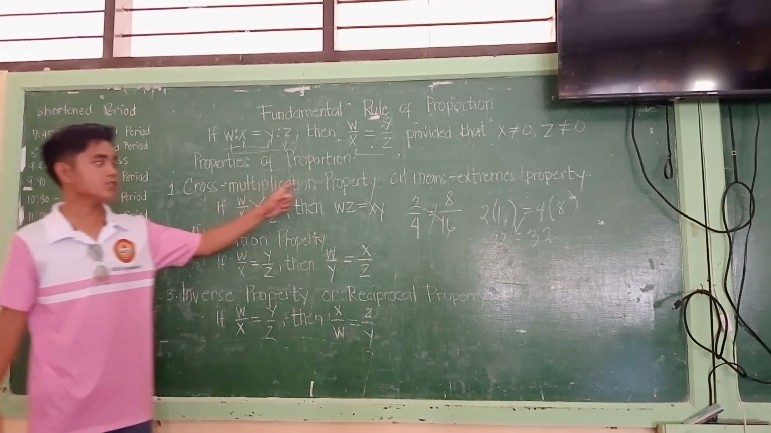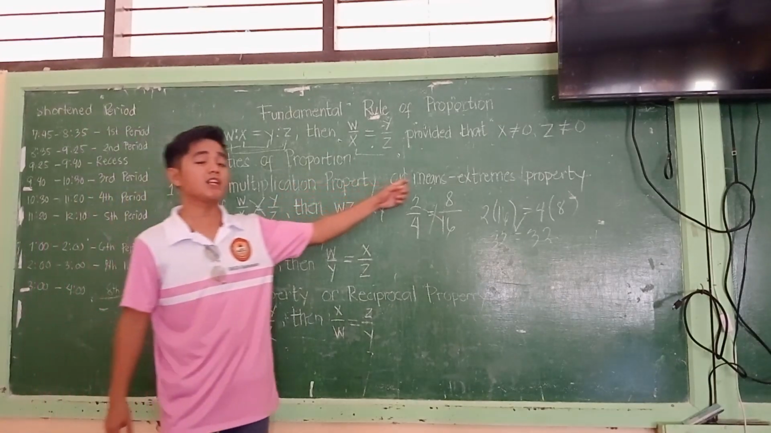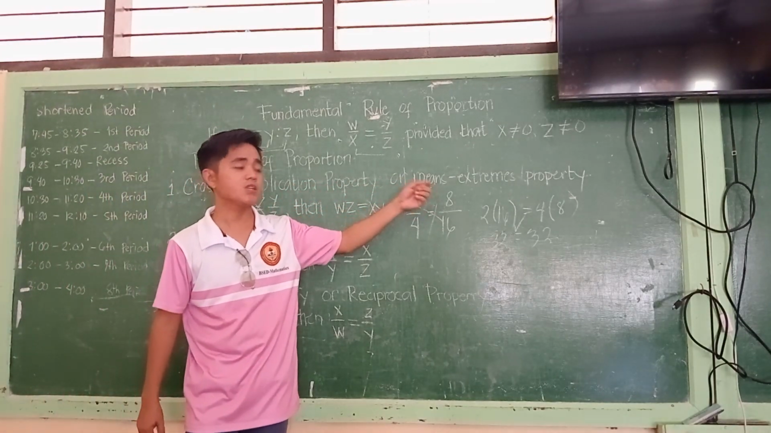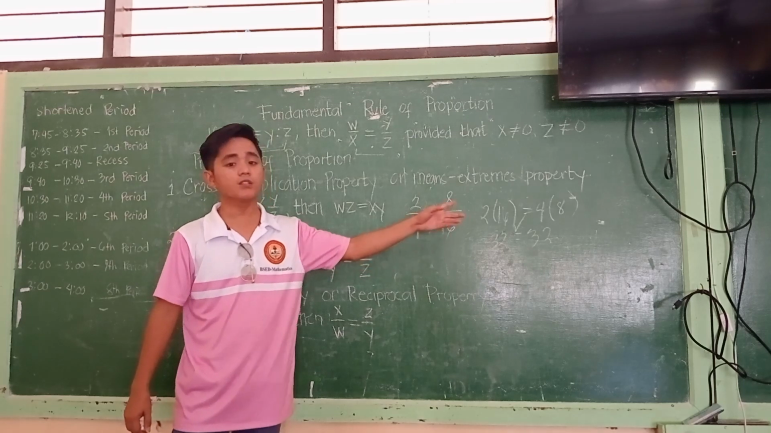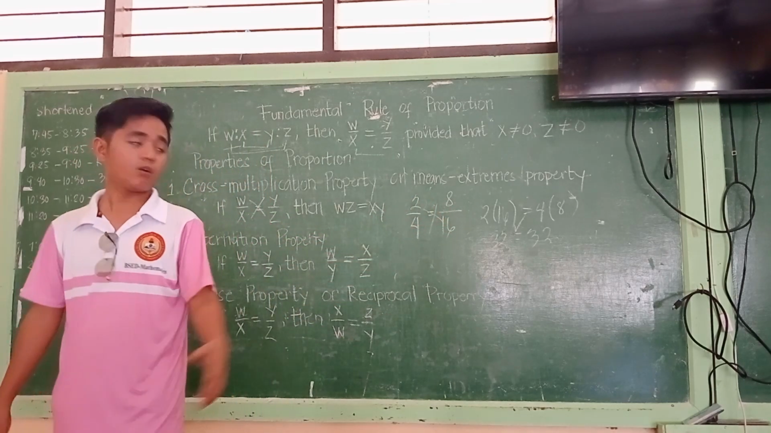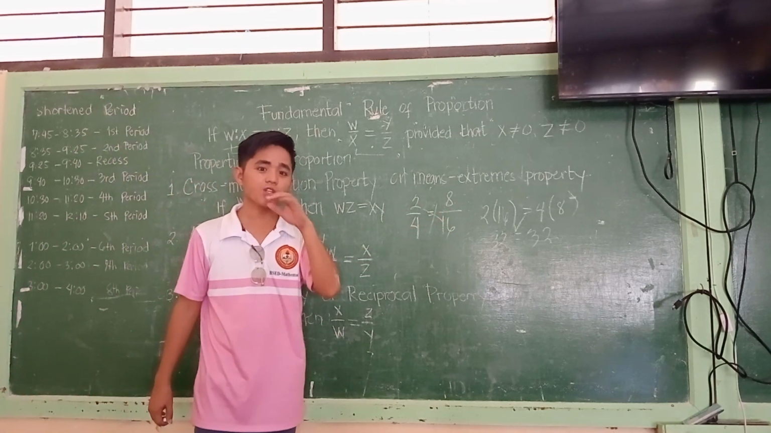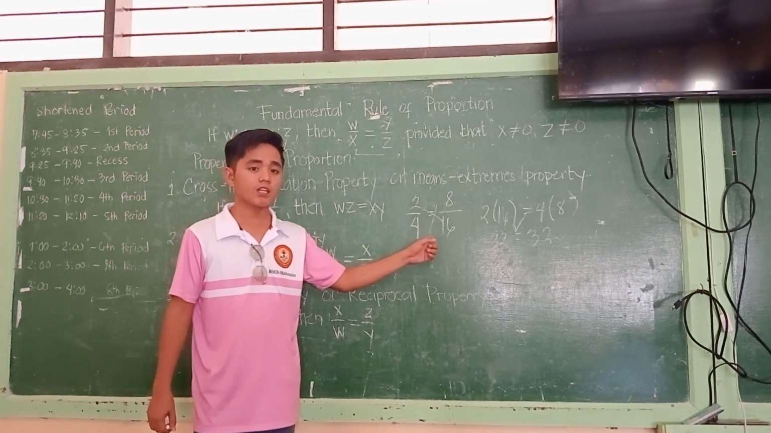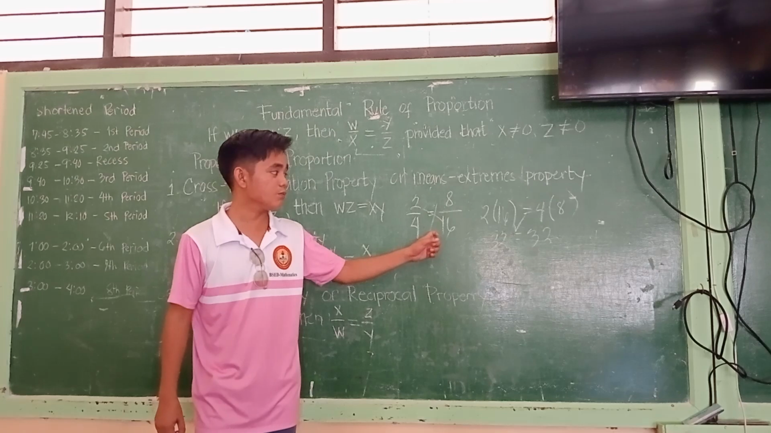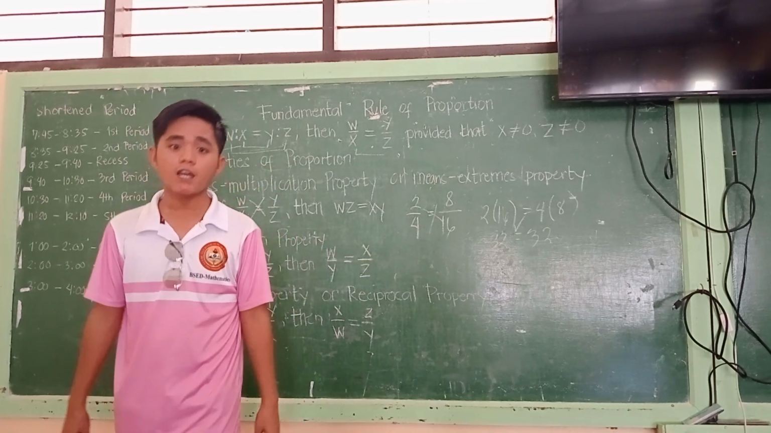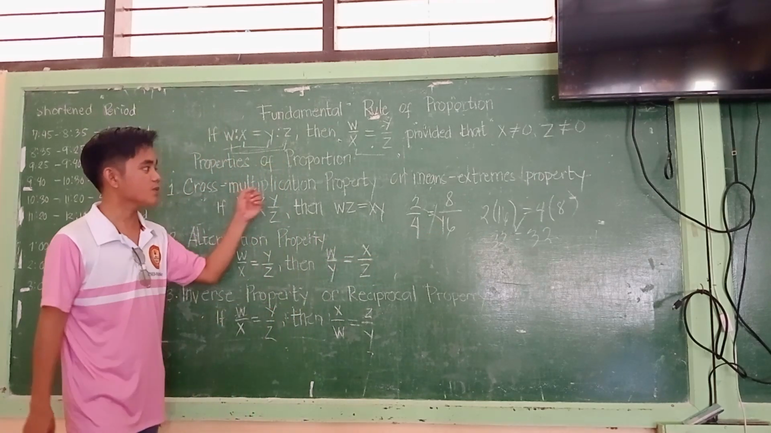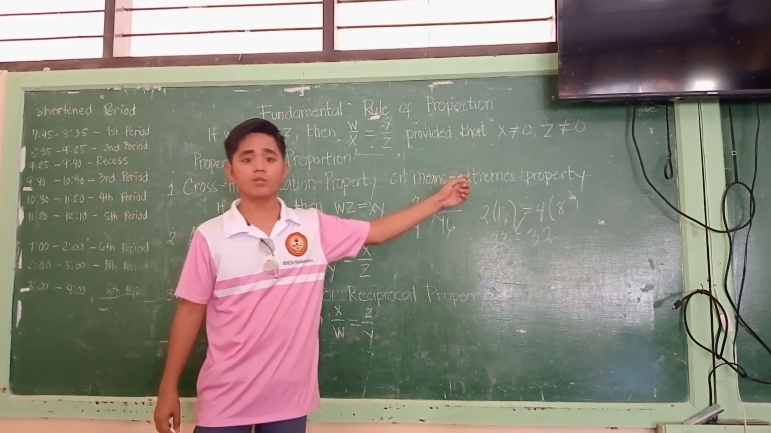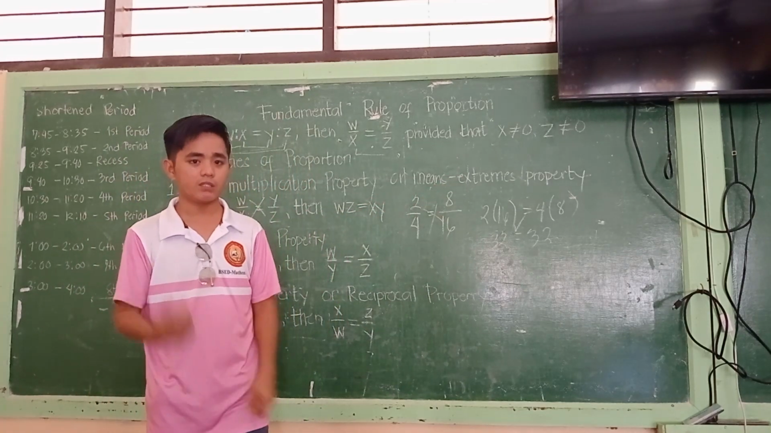The cross multiplication property, which can also be called the means extremes property, gives the same solution, because whatever form your proportion takes, as long as it is the same as the proportion in fraction form, you will get the same answer whichever you use, cross multiplication or the means extremes property.